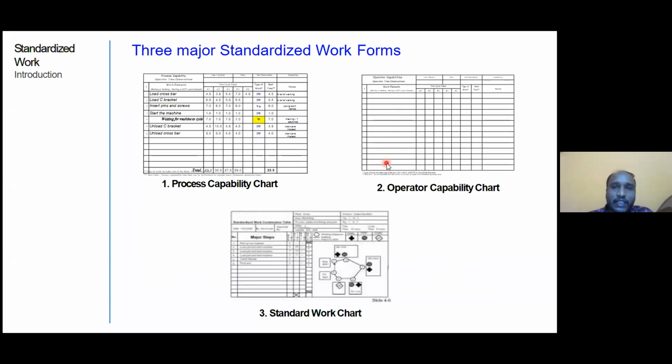There are three major standardized work forms. One is the process capability chart, another is the operator capability chart, and the standard work chart. The process capability chart is used to calculate the cycle time and takt time, the operator capability chart will help us capture the operator skill level, and the standard work chart will define the process flow.